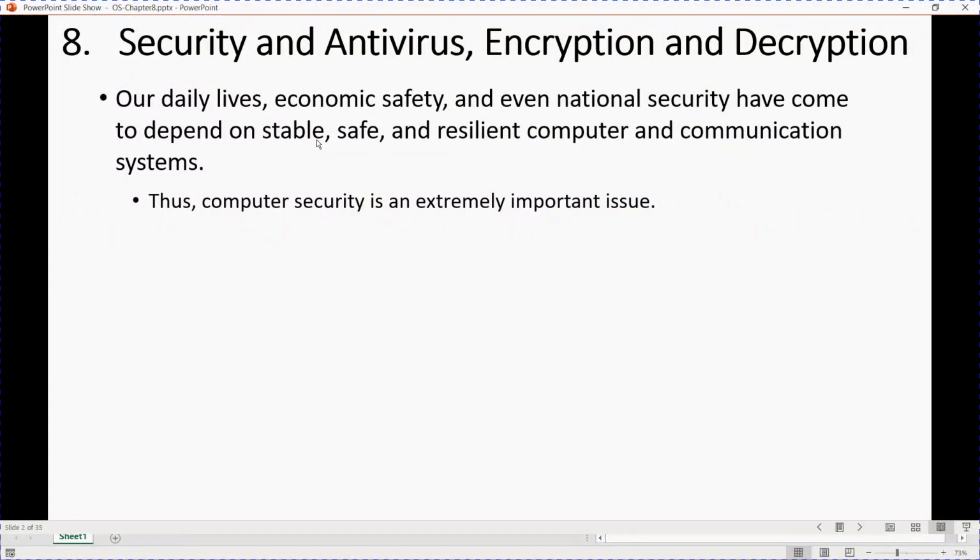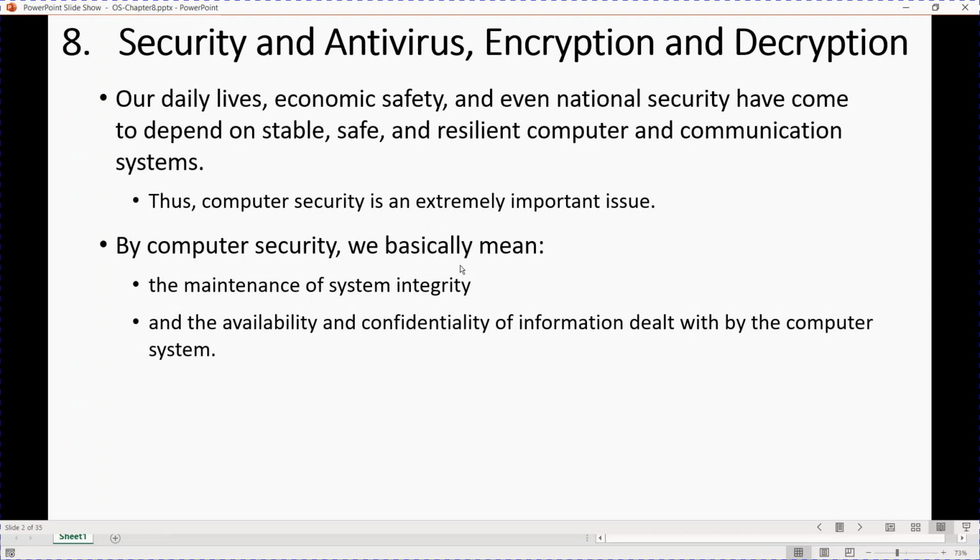Our daily lives, our economic safety, even the national security, are becoming more and more dependent on stable, safe, and resilient communication systems and computer systems. So computer security is an extremely important issue.